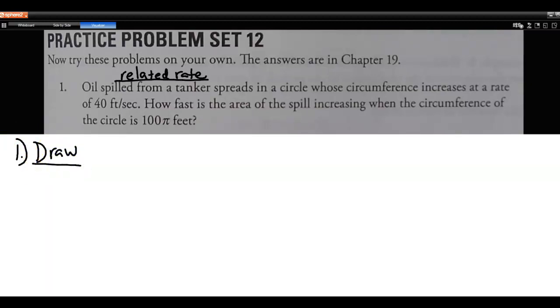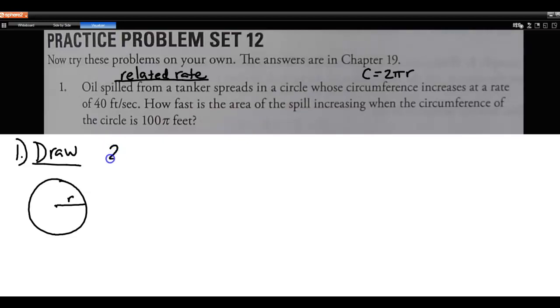So we're talking about oil being spilled from a tanker and it spreads out in a circle. They tell us that the circumference is increasing at a rate of 40 feet per second. So we'll call this R to represent the radius, and circumference is the distance around the circle. Now, if you guys don't know, this little formula will come in handy later. The circumference of a circle is 2 times pi times r. And it's basically the measurement of the length outside of a circle. Next, it says, how fast is the area of the spill increasing when the circumference of the circle is 100 pi feet?